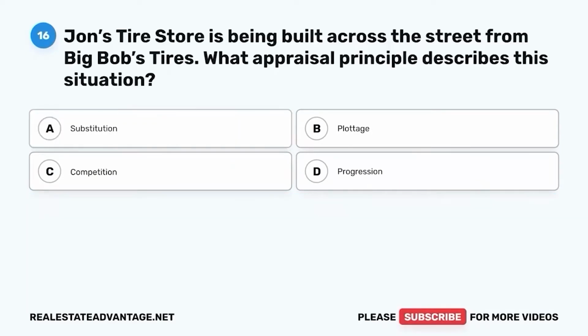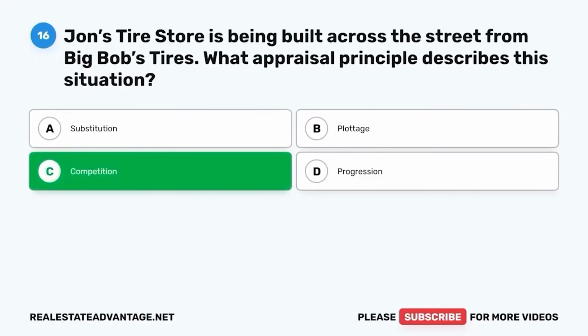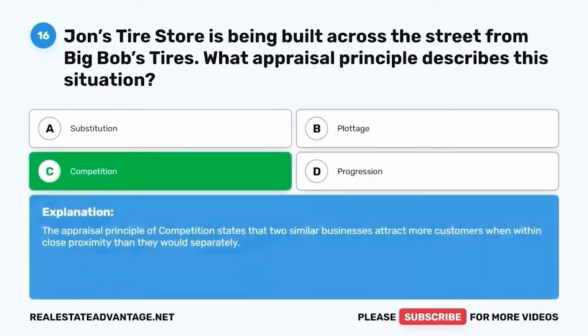Question 16. John's Tire Store is being built across the street from Big Bob's Tires. What appraisal principle describes this situation? A. Substitution, B. Plottage, C. Competition, D. Progression. The correct answer is C. Competition. The appraisal principle of competition states that two similar businesses attract more customers when within close proximity than they would separately.